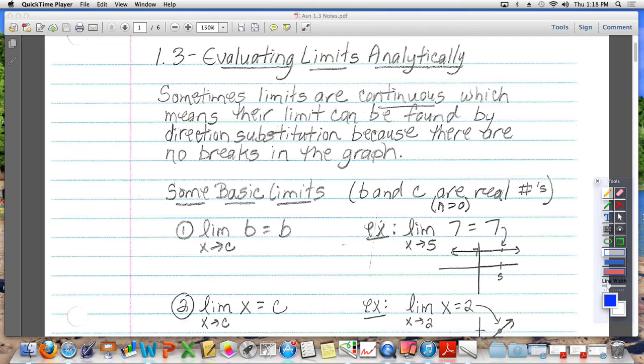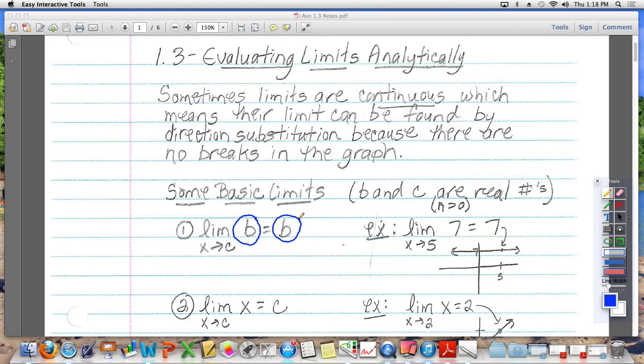Number one, the limit as x approaches c, where b and c are real numbers right here, as I've written. As the x value is approaching some real number, if the function is the constant b, the answer is going to be b.